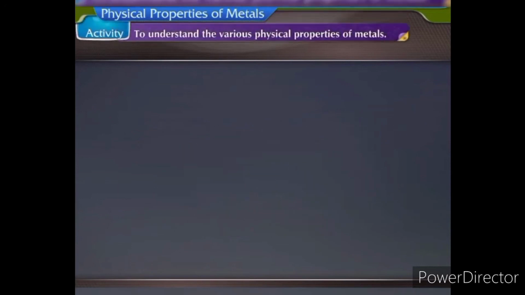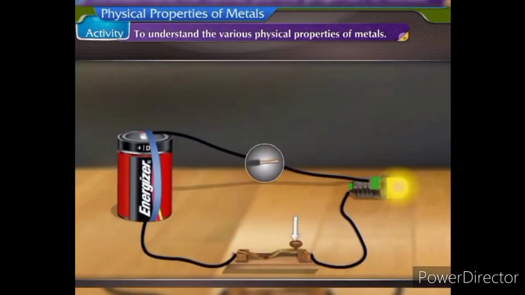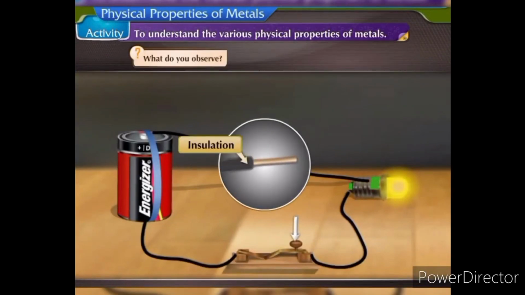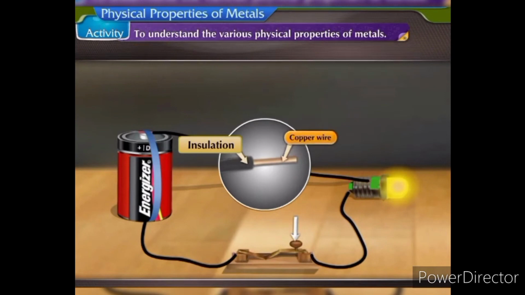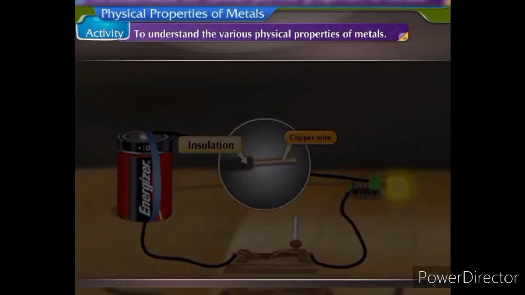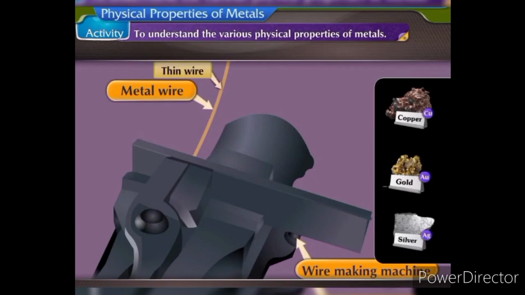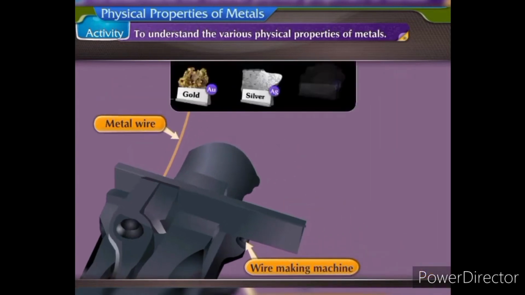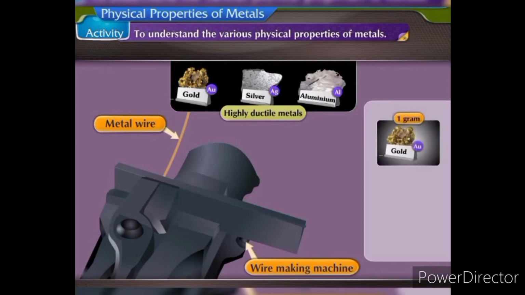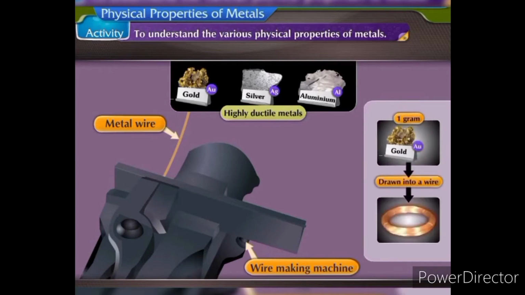Now try this activity. Take a connecting wire and remove its insulation. What do you observe? There are thin copper wires inside it. From these observations, we can say that metals like copper, gold, and silver can be drawn into wires. The property by virtue of which metals can be drawn into thin wires is called ductility. Gold, silver, and aluminium are highly ductile metals. It has been found that 1 gram of gold can be drawn into a wire which has a length of approximately 2 kilometers.